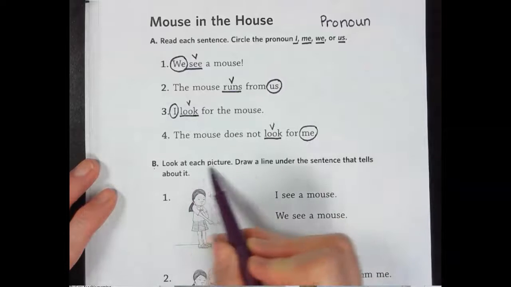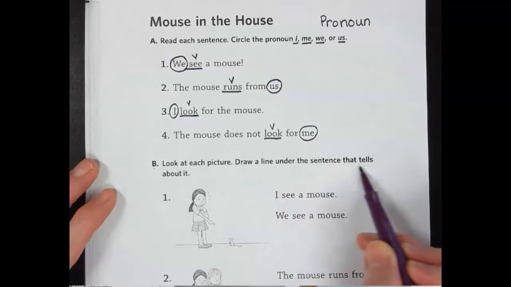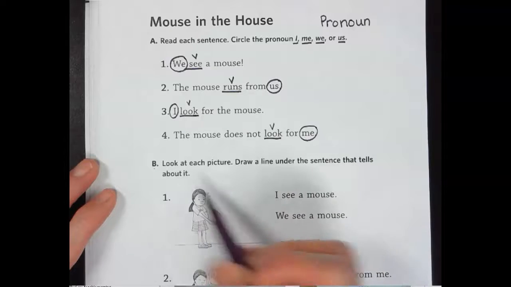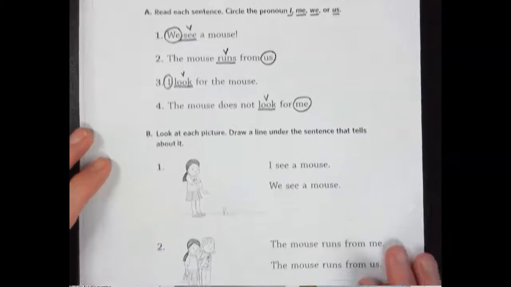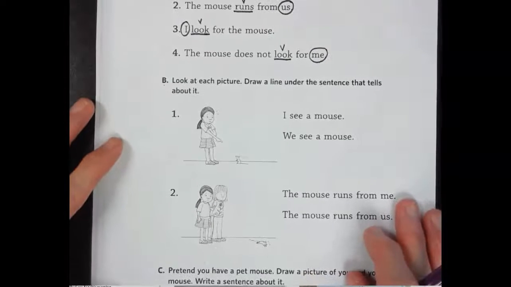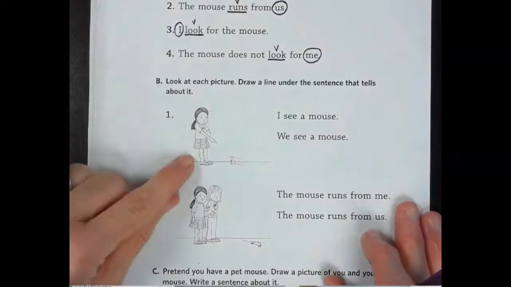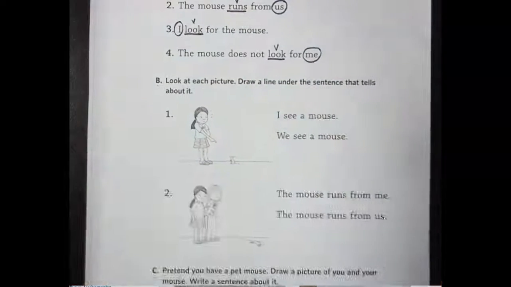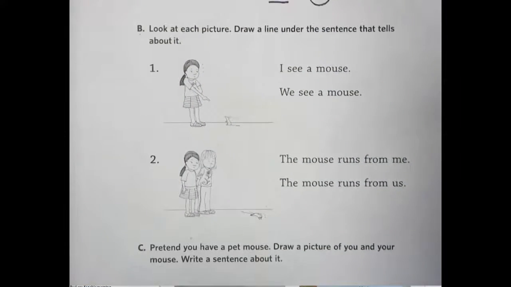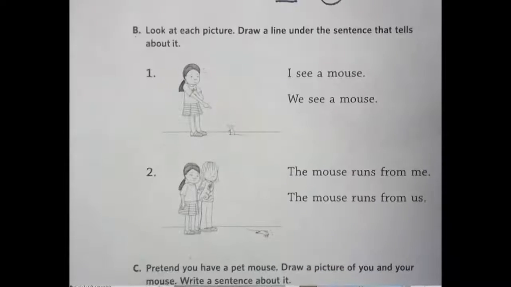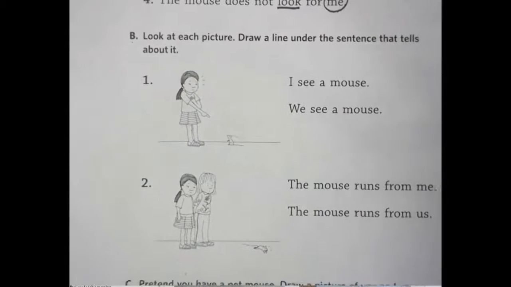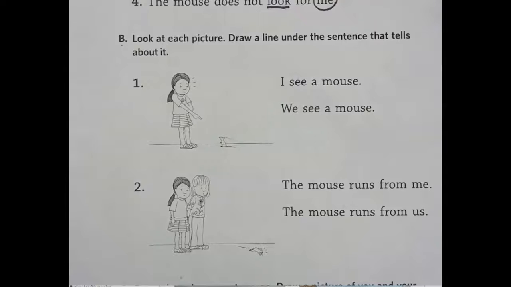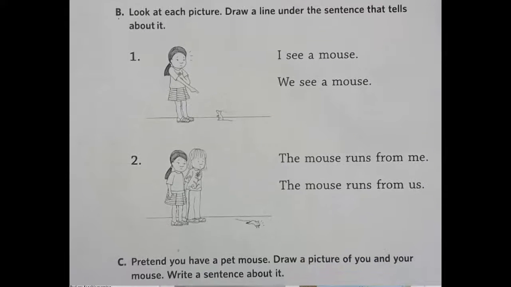Okay, look at each picture, draw a line under the sentence that tells about what you see in the picture. All right, so let's check out our little friend right here. This little girl, she's pointing at this itty bitty teeny tiny mouse. I'm going to scoot in my camera. I don't know if you can see that teeny tiny mouse. Can you see that little bitty mouse? Look at that little guy. He's so little. Oh my goodness, he's so tiny.